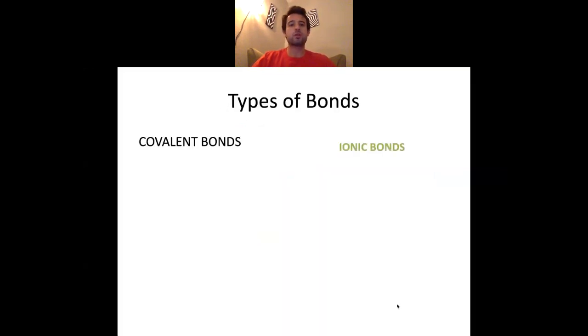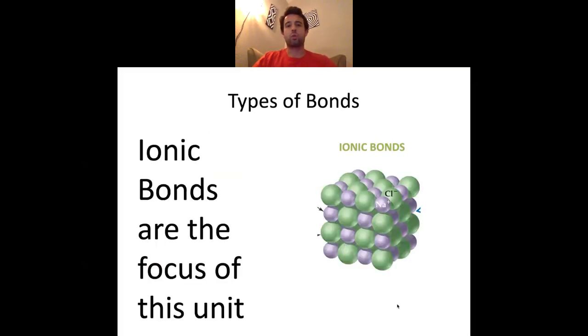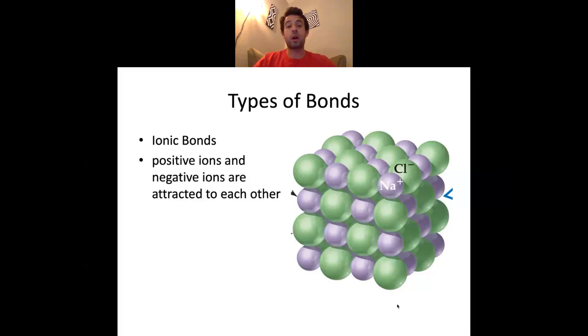There's 2 types of bonds. There's covalent and ionic. We're not going to talk about covalent bonds. We're only just going to focus on ionic bonds this unit. Next unit, we'll talk about covalent. So some things you need to know about ionic bonds.